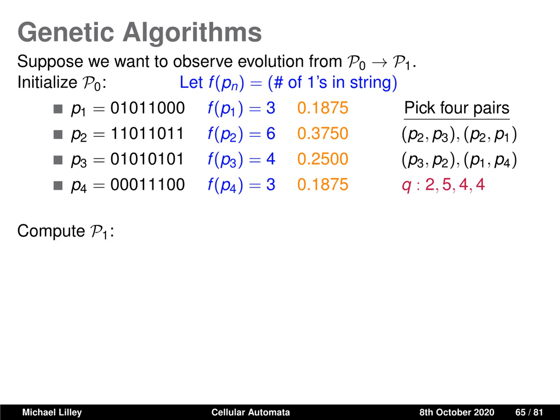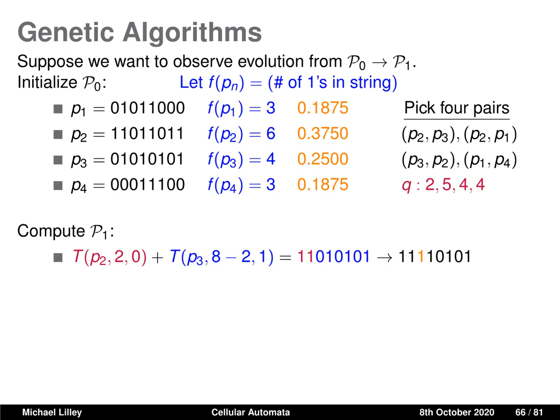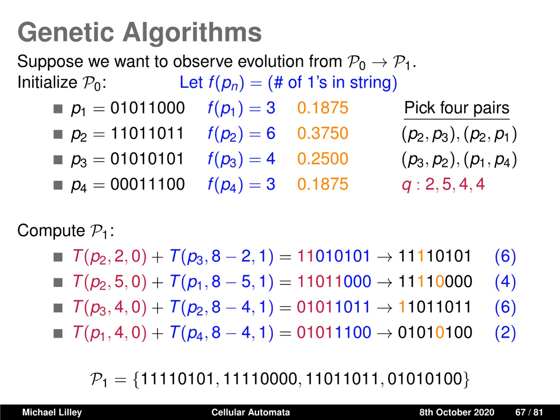Now we can begin constructing the elements of P1. For our first element, we'll take the first 2 numbers from P2 and concatenate them to the last 6 numbers of P3. Finally, we'll mutate the digits in the string. We can do this with the remaining 3 pairs to get the elements of generation 1. If we tally up the aggregate fitness of this set, we get a total of 18, 2 more than our previous generation. If we do this for several more iterations, we would get a population that has a much higher average fitness than what we started with.